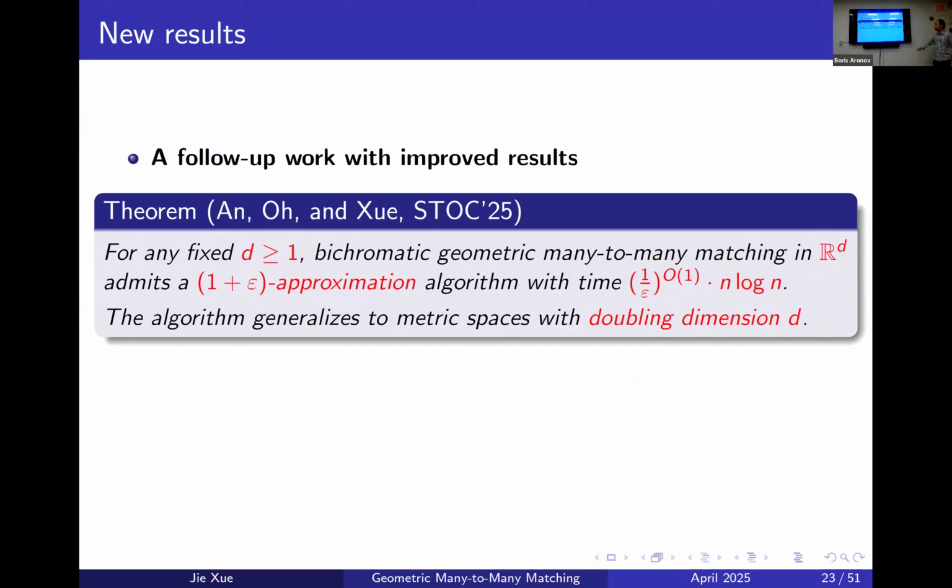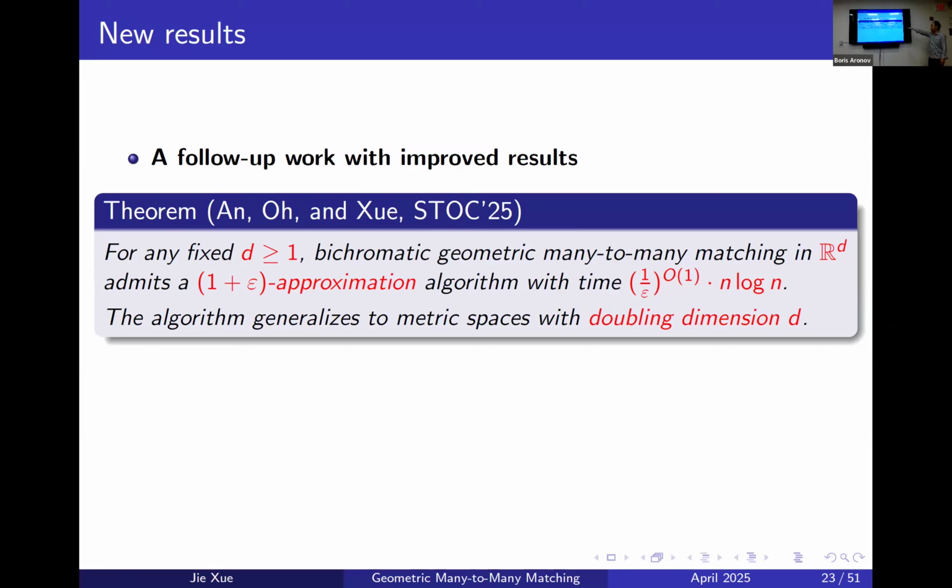Then in a follow-up work, we have an improved algorithm for the problem. We improve the running time. Now it becomes polynomial in 1 over epsilon. But this is more restricted, in the sense that we can only solve the bichromatic case, where you have two colors. You don't have more colors. But this result generalizes to any metric space with doubling dimension D. This includes all the L_p metrics.